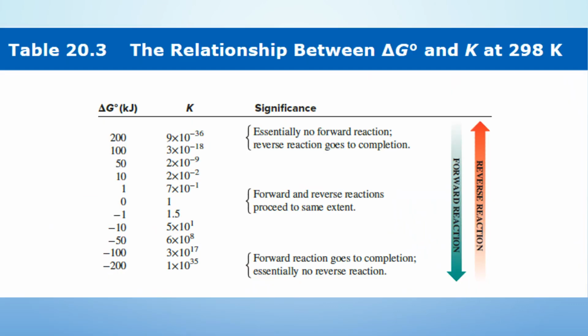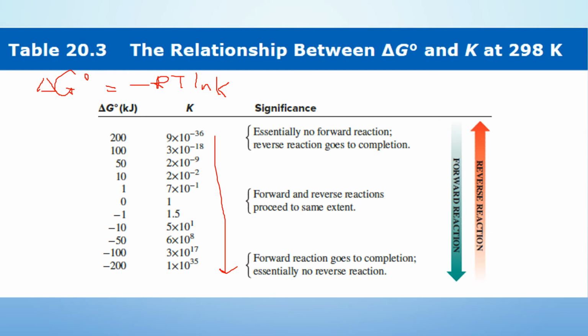So in this table, you can see how the equilibrium constant K changes with the delta G value. Based on the equation we used in the previous couple of slides, delta G equals negative RT times the natural log of K. Because of this negative sign, when the K value increases, delta G becomes more negative.